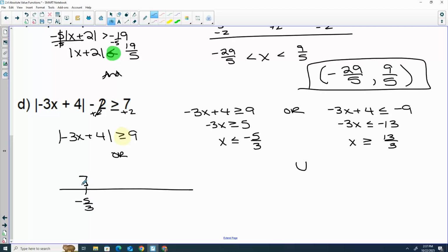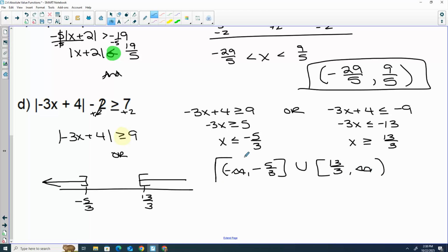Equal to means bracket. You're less than or equal to -5/3. You are greater than or equal to the 13/3. So it's just -infinity to -5/3 with a bracket, union, bracket, 13/3 to infinity. Questions on that one? So you have to pay attention to if it's an equation, a less than, or a greater than. It changes our format.